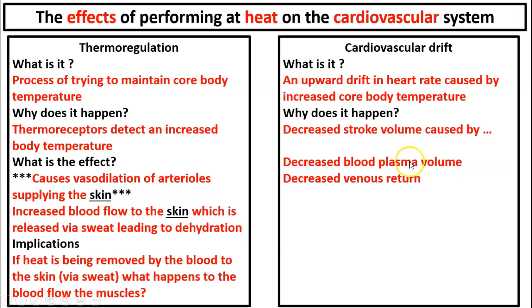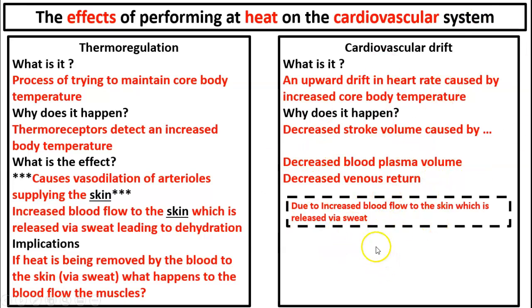So I'll go through that one more time. Cardiovascular drift, an upward drift in heart rate. Why do we get that spike in heart rate? Because stroke volume decreases due to decreased blood plasma volume, and the heart rate rises to try and maintain cardiac output. It can't, because there's a decreased venous return, which stops the blood coming back in the first place. These are the knock-on effects that put an excess strain on our cardiovascular system. And this whole process directly links to the implication that I put over here.